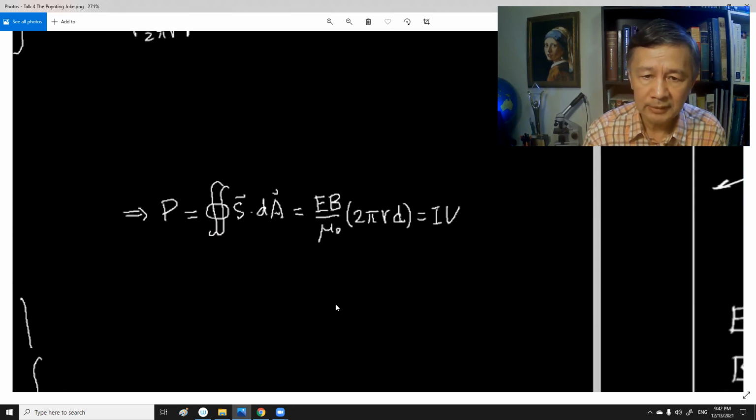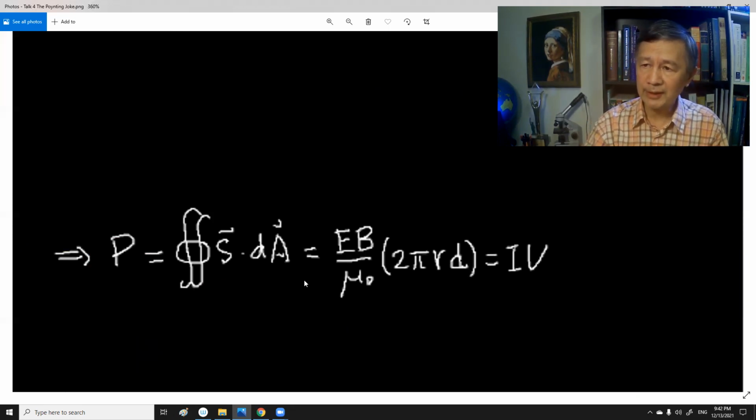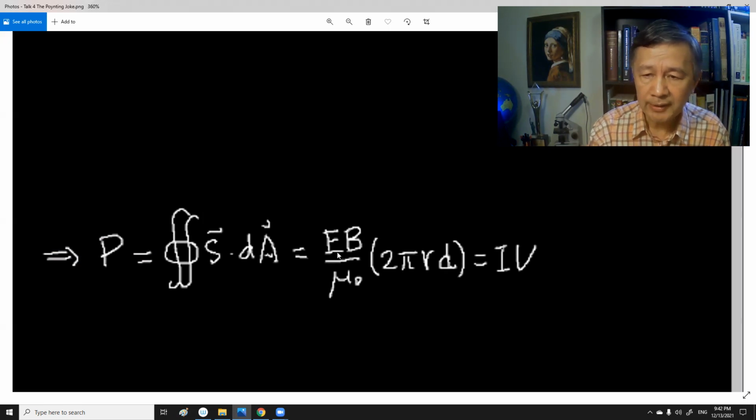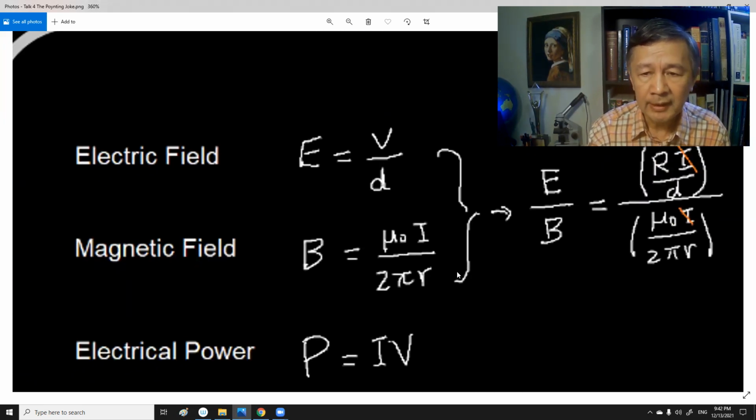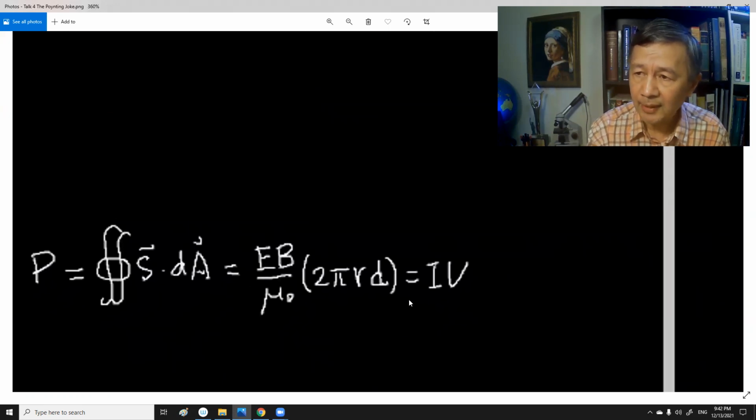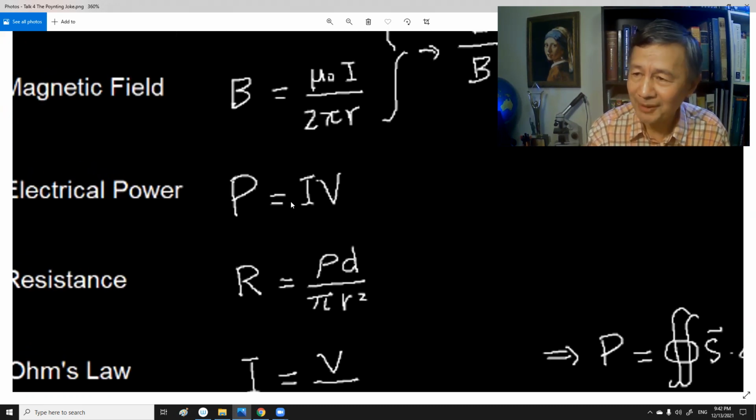for the power. Because the Poynting vector in the context of the electromagnetic wave represents the energy flux, if you use a dot product of S with the area, then you get the power. So after this integration, we can obtain this power formula as E multiplied by B and multiplied by this area. If you just substitute the formulas for E and B, then we can get this final expression, which is exactly the definition of power.